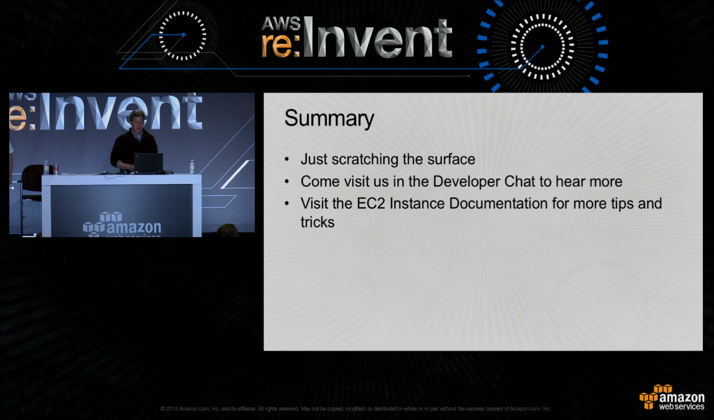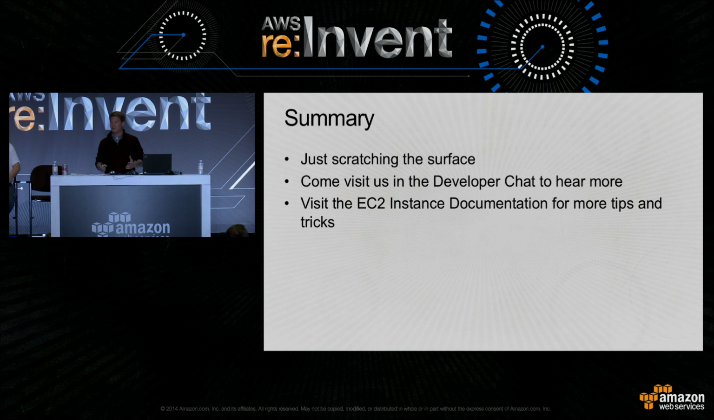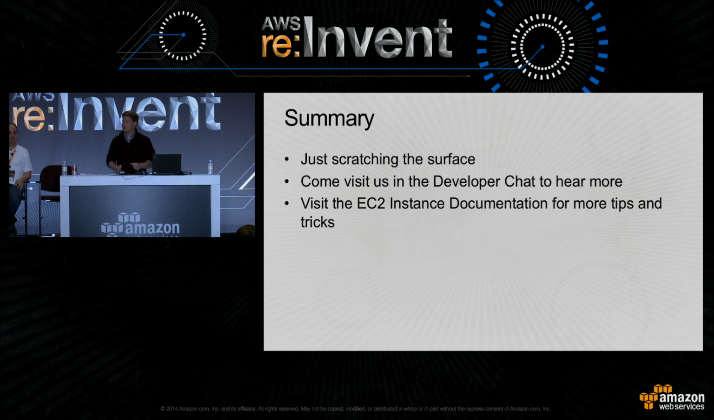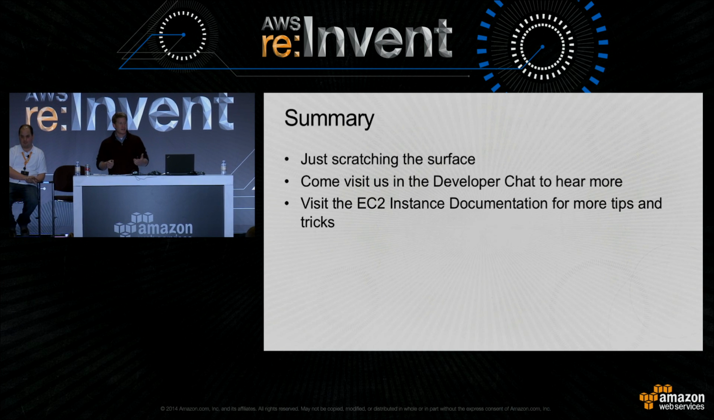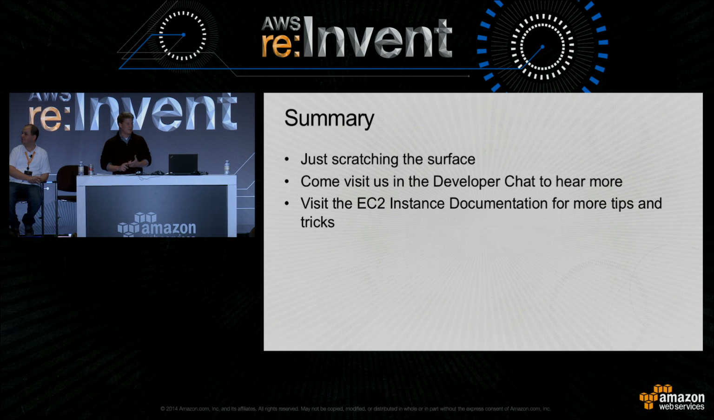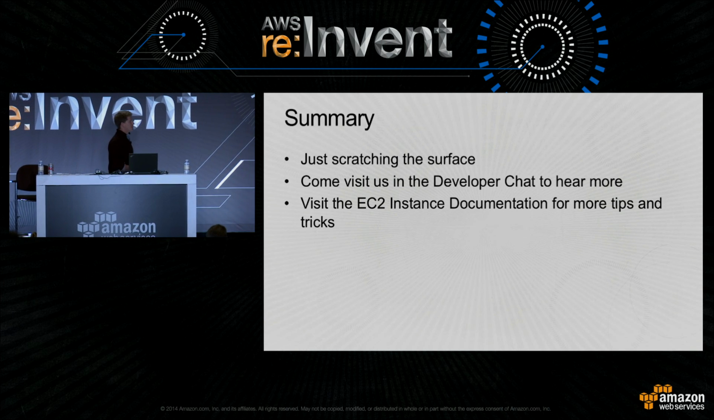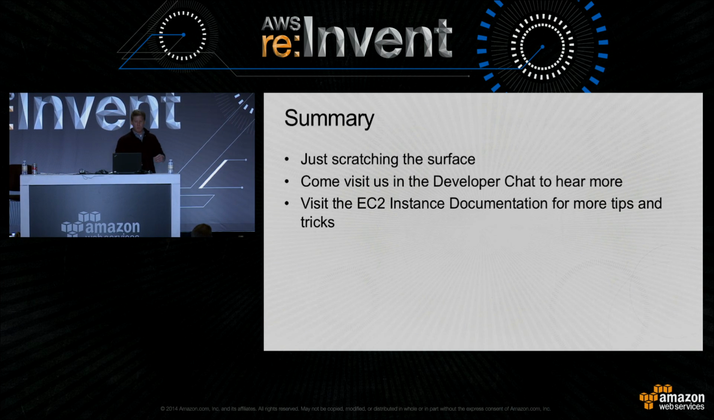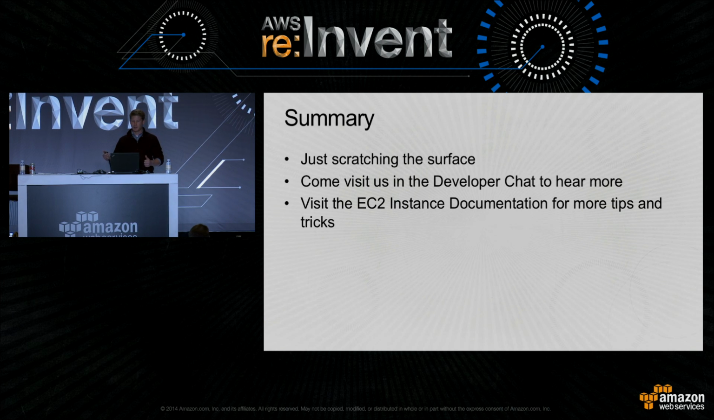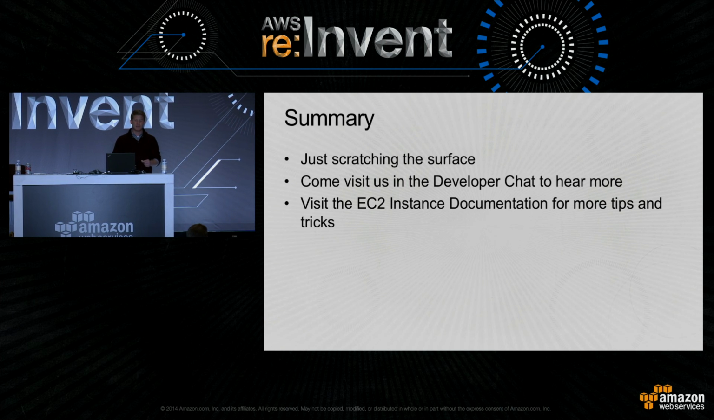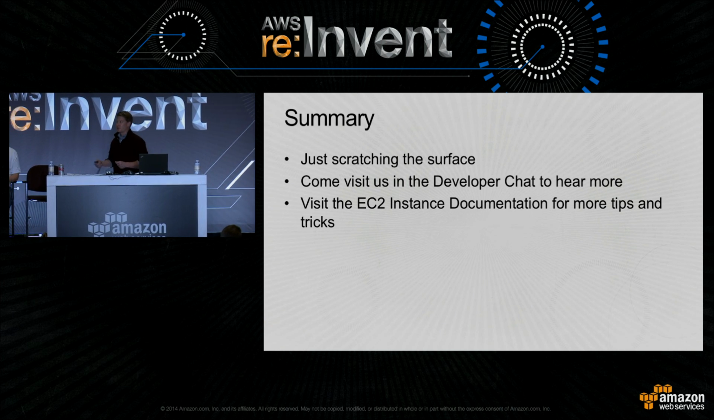So we're really just scratching the surface. Lots of tips and best practices in this presentation. Using a 3.8 plus kernel for grant pooling to deliver high I/O, getting the right time source is important, especially if you're doing things like benchmarking. We've got a lot to talk about. If you wanted to follow up after this, come visit us at the developer chat afterwards to hear more. And of course, visit the EC2 instance documentation for more information, more tips and tricks.